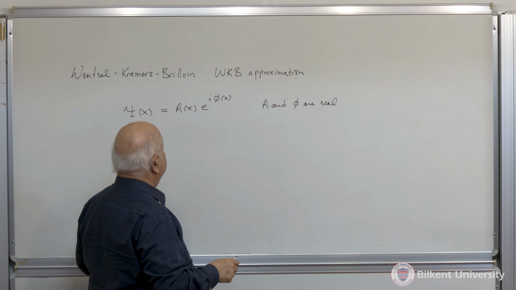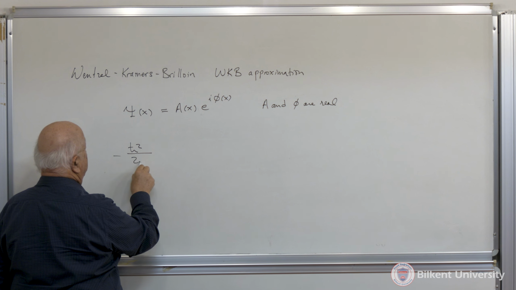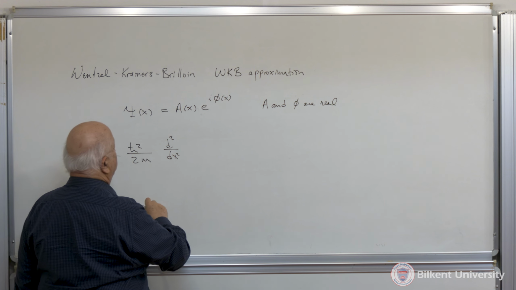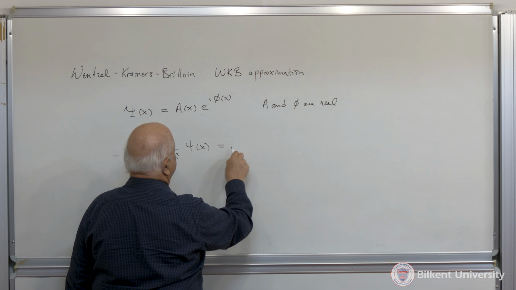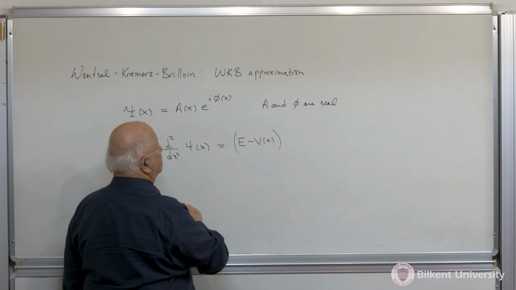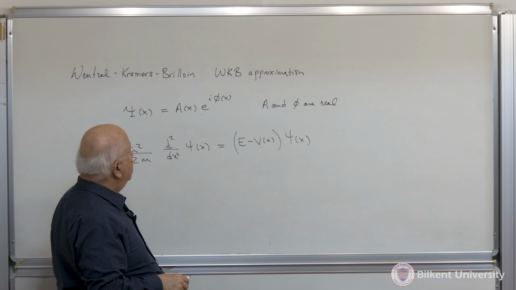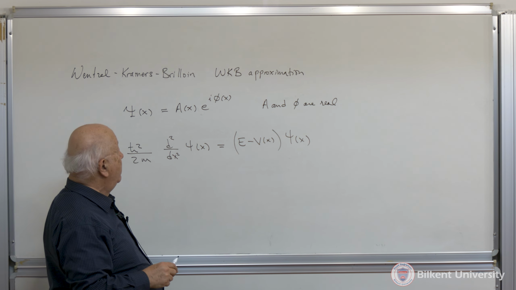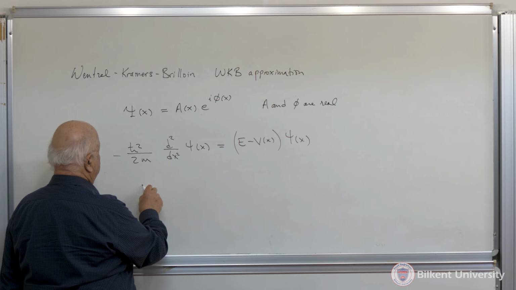So what we need to do now is put this into our Schrödinger equation, minus h bar squared over 2m d squared dx squared of psi of x is equal to E minus V of x, so I'll move the potential to the right, times psi of x. Okay, and I'll substitute this in for psi of x. Okay, so I'll need the second derivative of that. So let's just do that algebra.